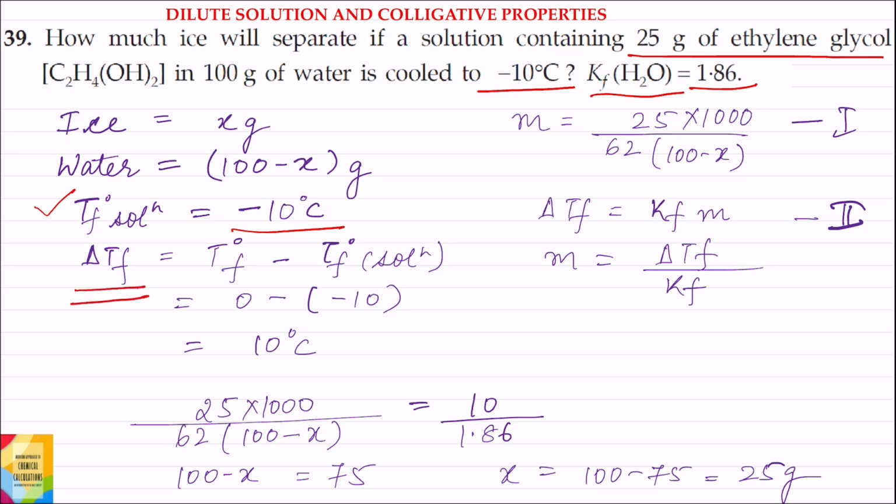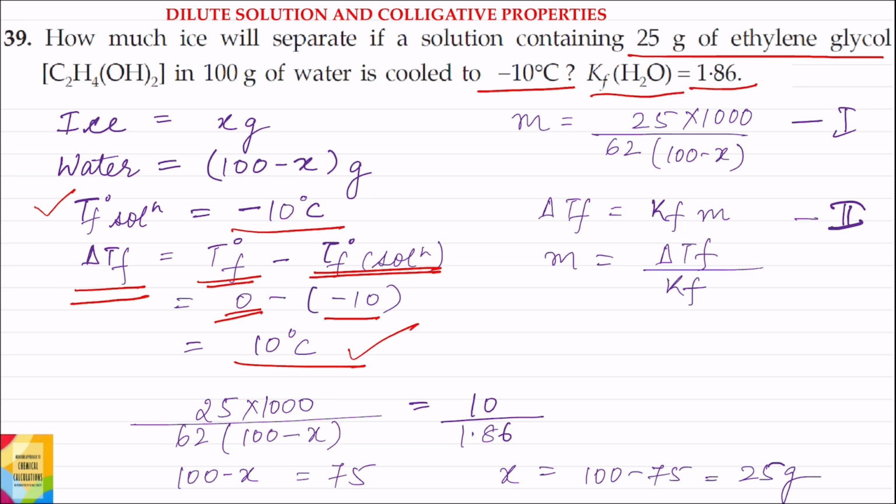Now, freezing point of the solution is minus 10 degrees centigrade, and depression in freezing point, that is delta Tf, is equal to freezing point of pure solvent minus freezing point of solution. What is freezing point of pure solvent? Freezing point of pure solvent is 0 degree centigrade because the solvent is water, minus, now freezing point of solution is given as minus 10 degree centigrade, so this will be minus 10 degree centigrade. Therefore, freezing point depression will be equal to 10 degree centigrade. This is the value of delta Tf.